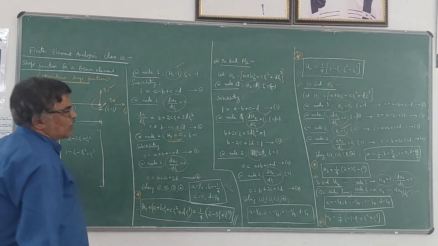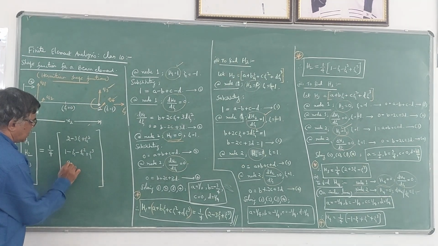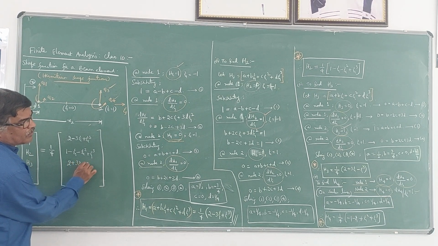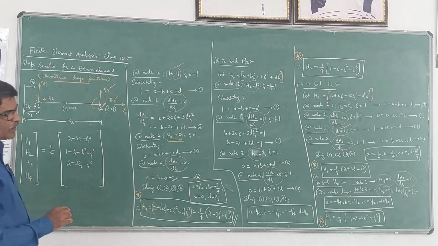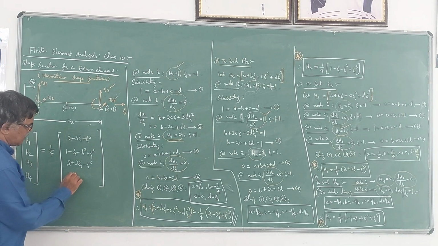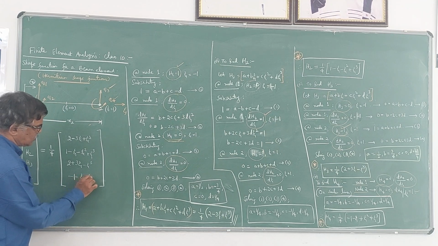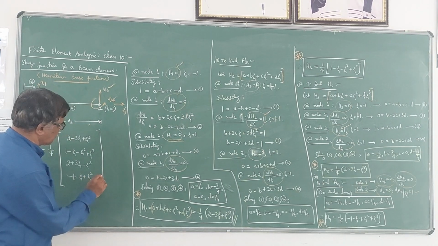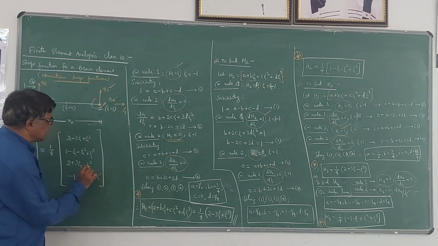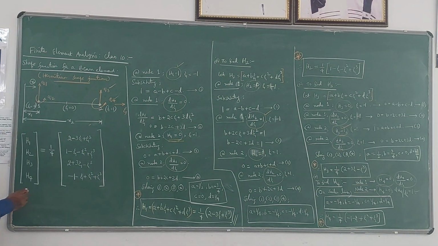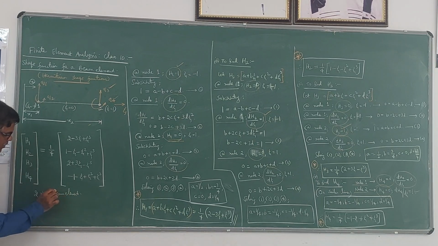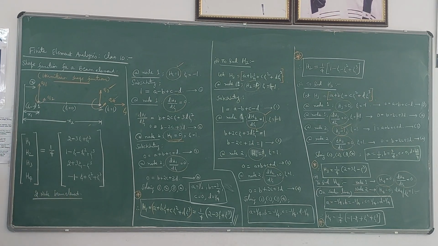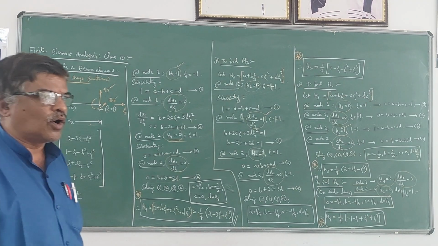Then H3 is 1 by 4 into 2 plus 3 zeta minus zeta cube. And the last one H4 will be 1 by 4 into minus 1 minus zeta plus zeta square plus zeta cube. So this is how we can write the shape functions of a two node beam element, which gives the expression in terms of the natural coordinates.